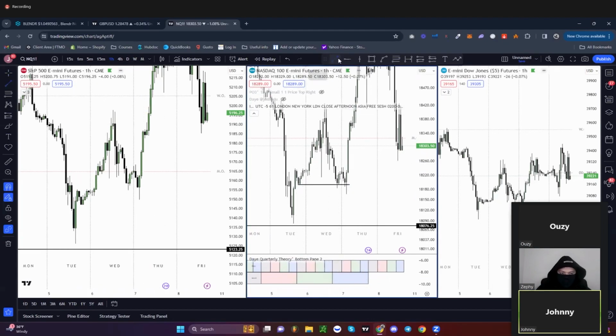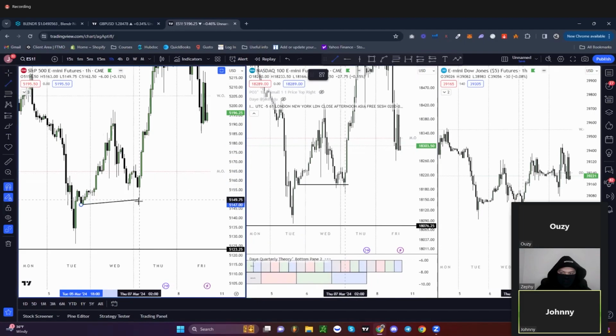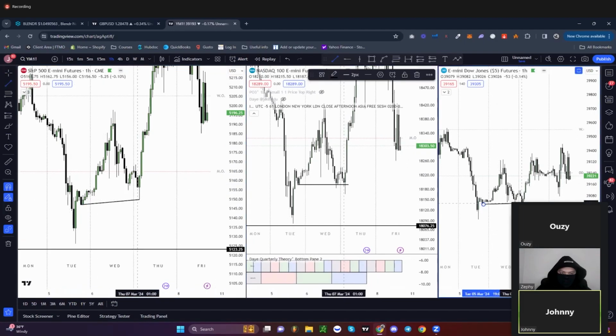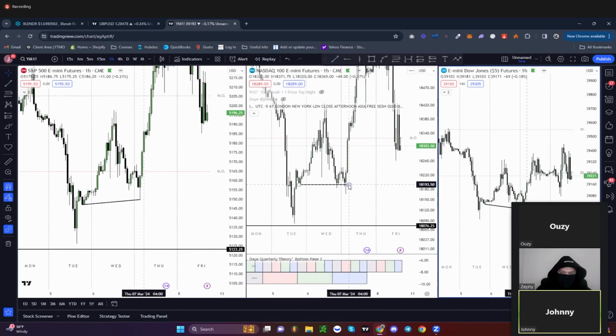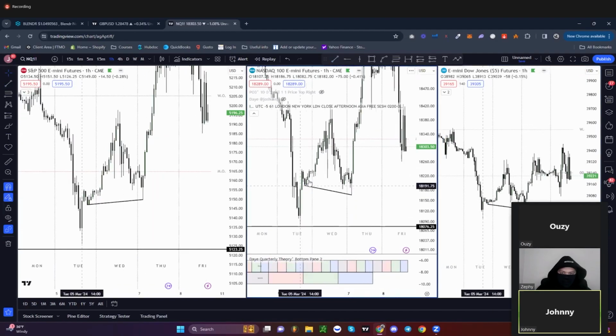So if we're getting an SMT divergence here, right, boom, and then on YM as well, then we have it right here on NQ. So NQ and YM take the Tuesday Asia lows out. ES refuses to do so.